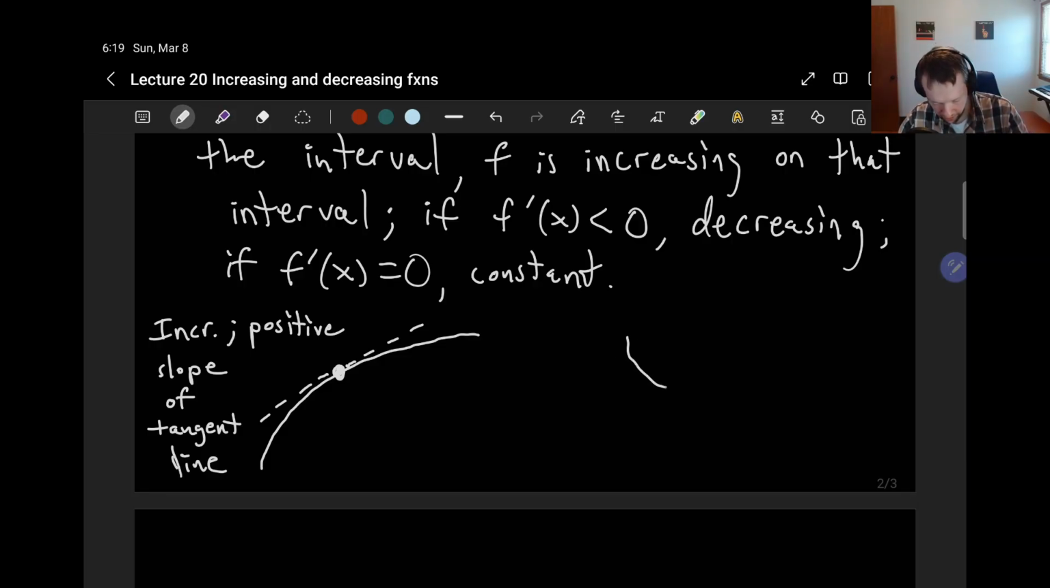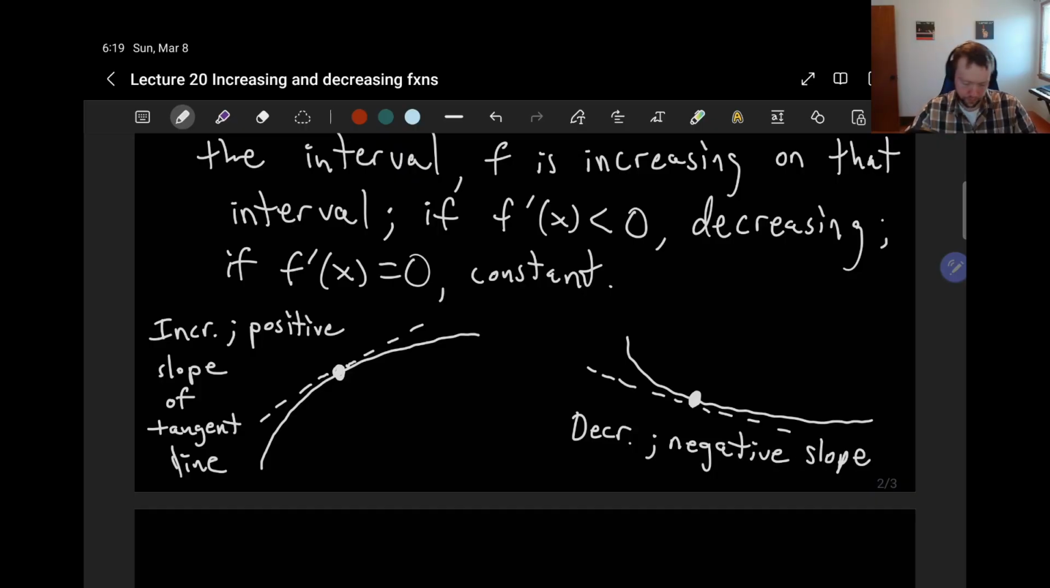And now over here, if we look at a decreasing example, and I pick a point and draw the tangent line at that point, notice that this line has a negative slope. So the derivative is negative there. So this is decreasing and negative slope of the tangent line, that is. So that's the connection.